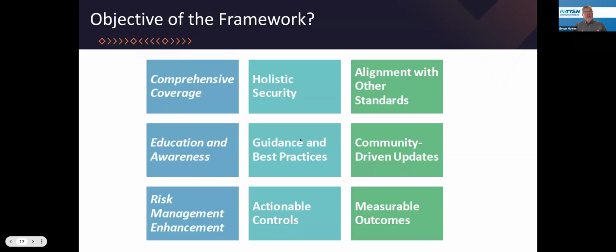So when you look at these, you got comprehensive coverage, which is holistic security aligning with other standards. So you might look at other frameworks and kind of combine it. You have education awareness. How are you going to guide your organization, best practices, and community-driven updates? And when changes come, you want to keep everyone informed and educated on the new changes. Risk management enhancement, actionable controls and measurable outcomes. What actions are you going to do to reduce risk, and what outcomes are you going to know that you're doing the right thing, and how you're going to measure these. Okay. So these are the objectives of the framework for CIS.